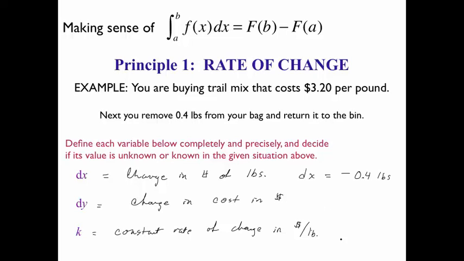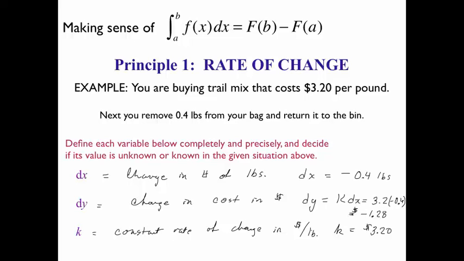dy. So let's go to k. What is k? Same. Therefore, dy is? What'd you get? Negative what? 1.28? Negative, right? Because it's going to be k dx, which is our 3.2 times negative 0.4 equals negative 1.28. Is that what you said?